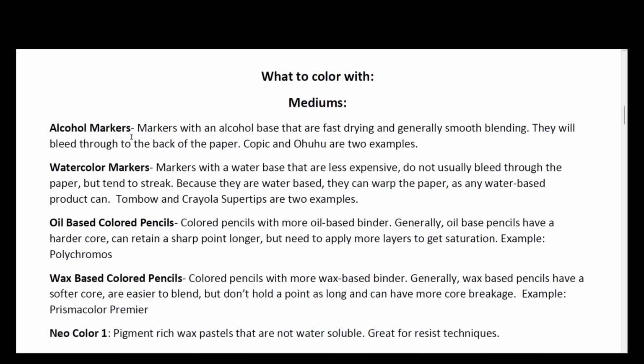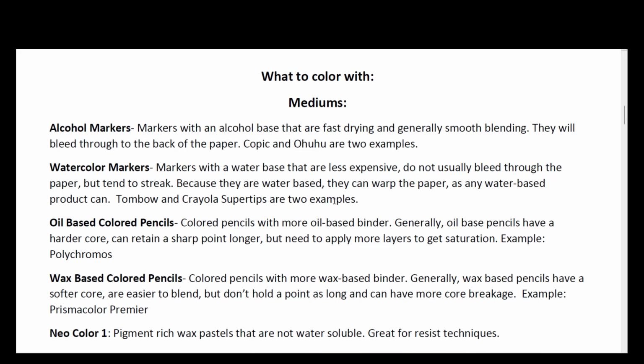What mediums to color with? So I go over the different ones, like alcohol markers, that they're fast drying, generally smooth blending, but they do bleed through. And then I give 2 examples. So obviously this is not all the examples. I tried to pick maybe more of a leading brand that maybe is a little more expensive, and then more of a budget friendly example. And I tried to do that with everything. My goal is not to be inclusive with brands or to say, oh, you should buy one of these 2 brands. I just tried to pick ones that I felt like were used more often in the adult coloring arena, and or, like I said, more expensive, cheaper version.